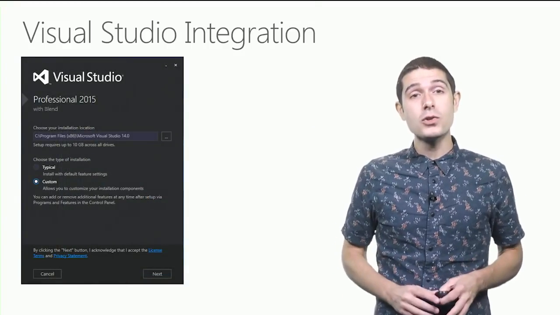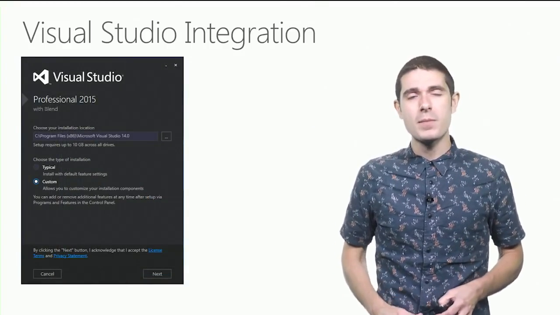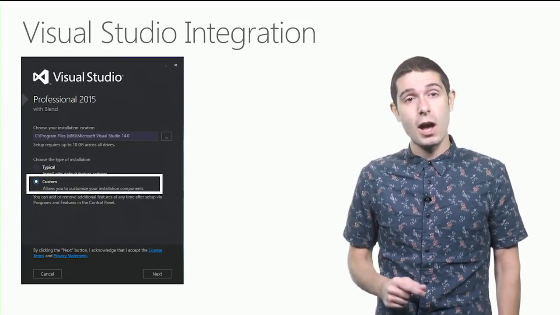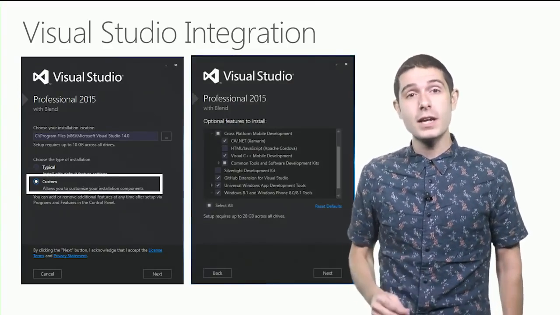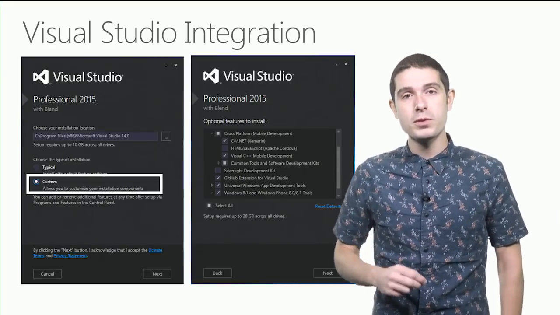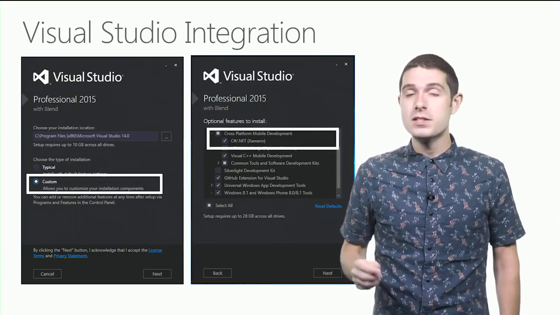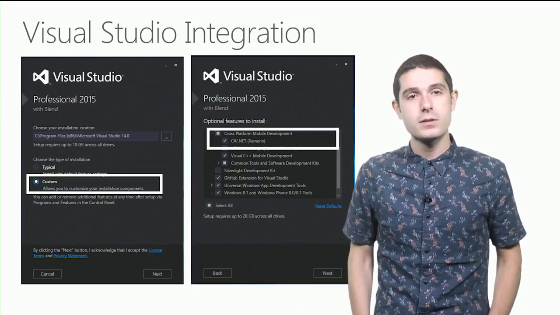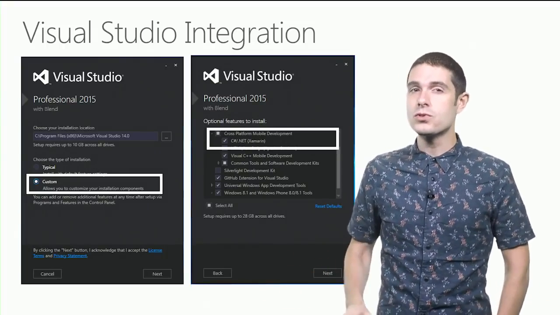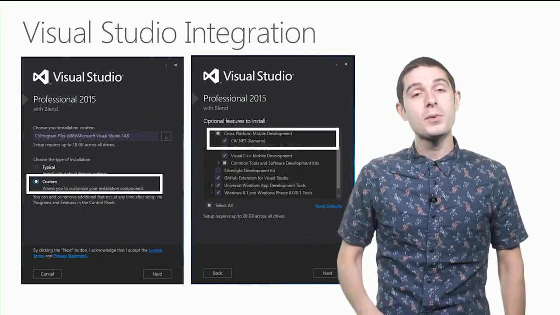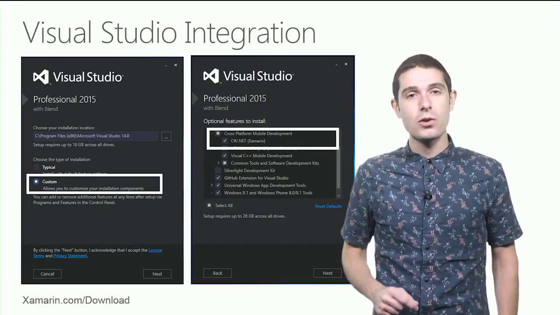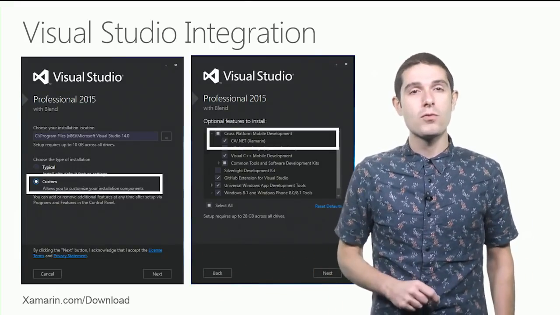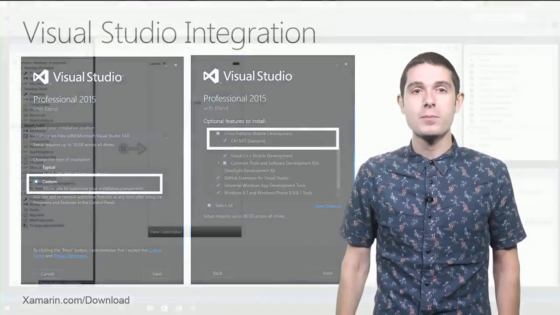Now, when you install 2015 for the very first time, it's super simple to get started with Xamarin. Simply select the custom install option, and that will bring you to this next screen, and under cross-platform mobile development, you'll see Xamarin. Simply install Xamarin as part of your installation and we'll take care of the rest. Now, if you already had Visual Studio 2015 installed, simply head over to xamarin.com/download for our universal installer and we'll take care of everything for you to get you up and running building those cross-platform mobile apps.